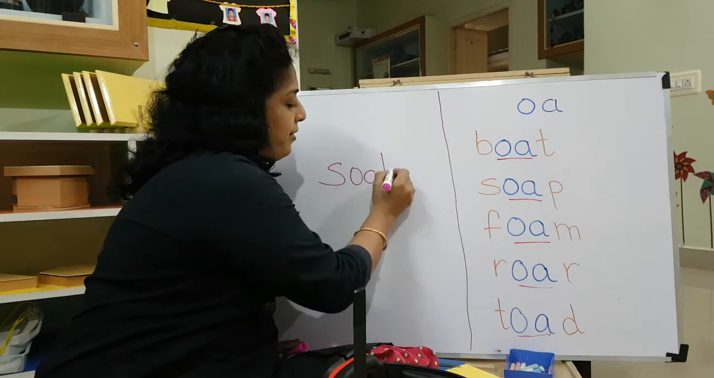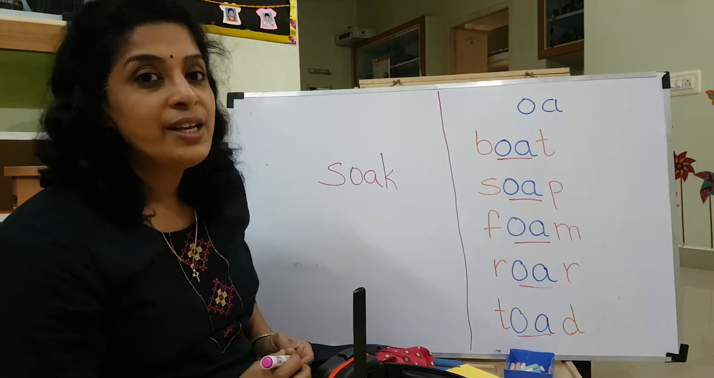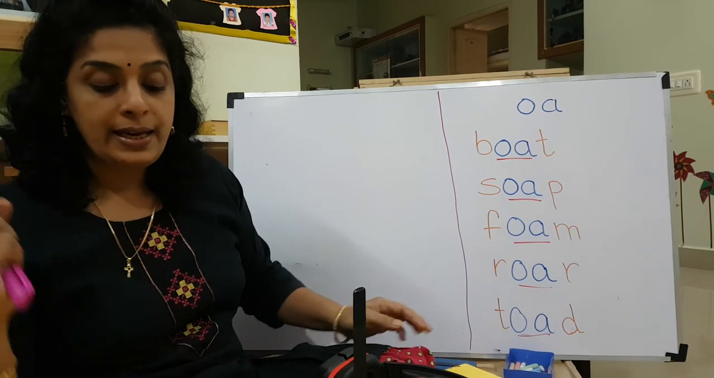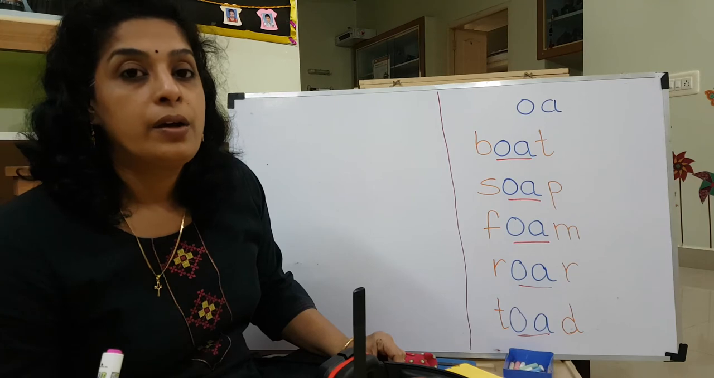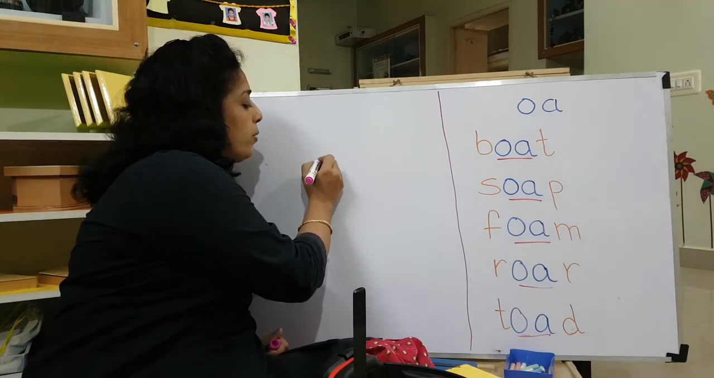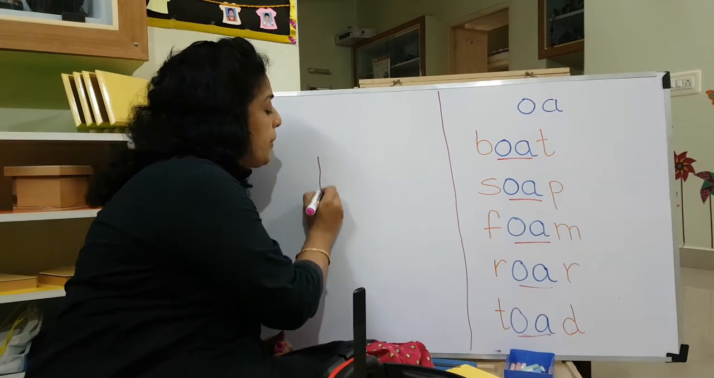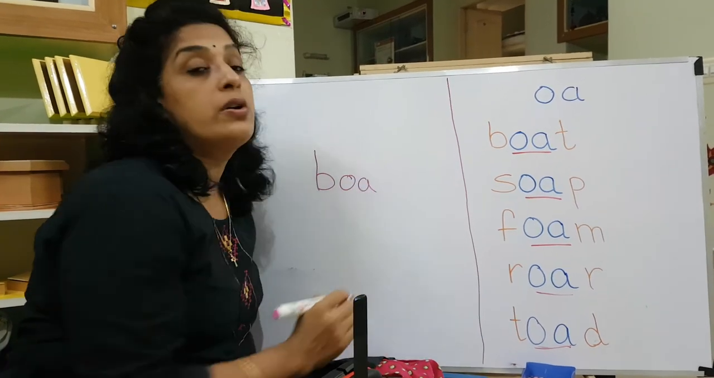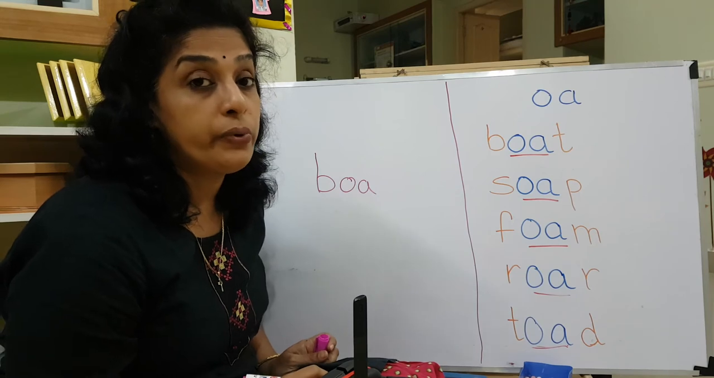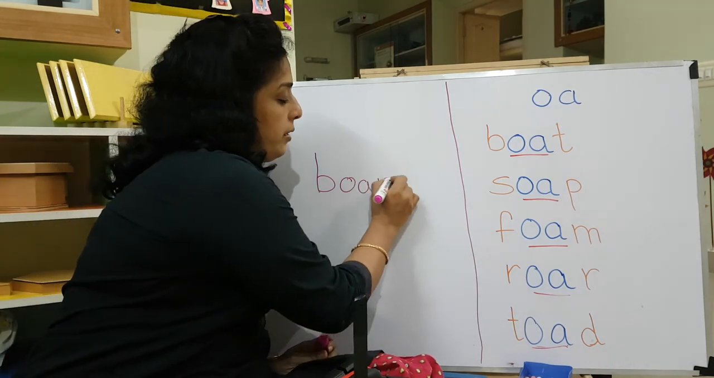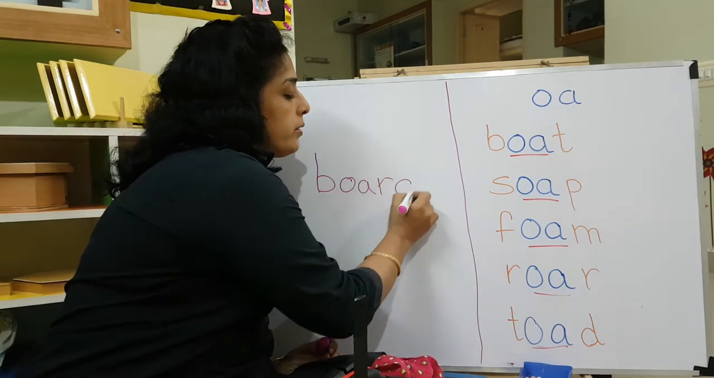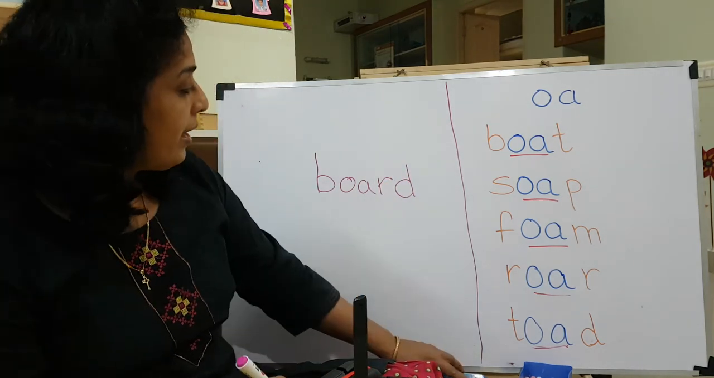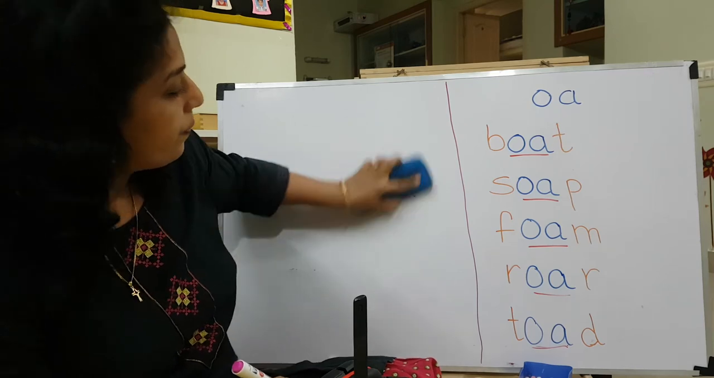Soak. Okay? Say soak. Next word. What else is there? Board. Let's write board. B, O, R, D, board. Okay, where else do you hear O?